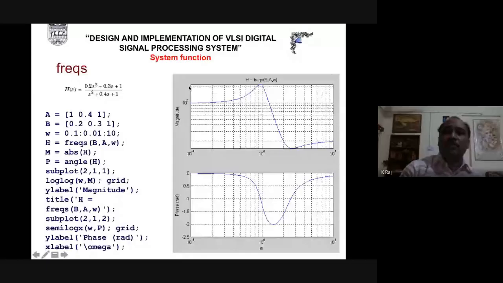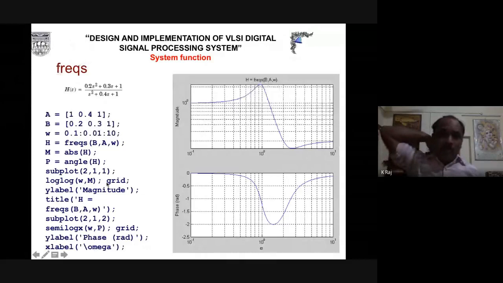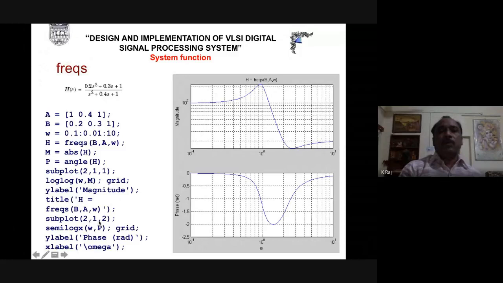On the y-axis, again, we have considered the logarithmic graph. The title of the graph is H equal to frequency, S, B, comma, A, comma, W, whatever we have mentioned here. Now coming to the second plot, for that one we have to use subplot 2, 1, 2, that is the second one, the second row starts.